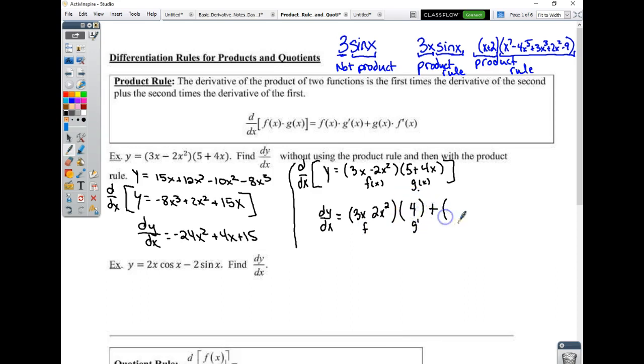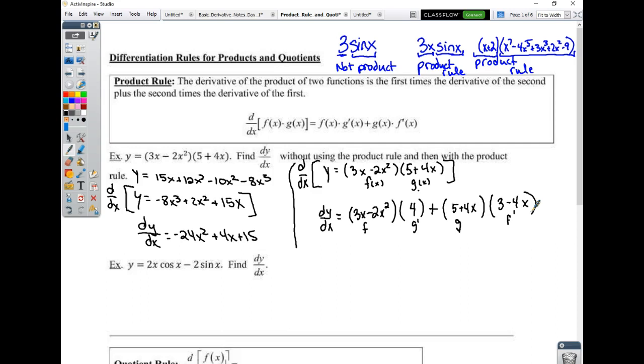Plus g times f prime. So what would g be? Times, why is it not putting the minus sign in? And I would leave my answer like that. I'm not going to do anything else. Now it looks gross. That's terrible. It's horrible, right? It's not a very pretty answer.